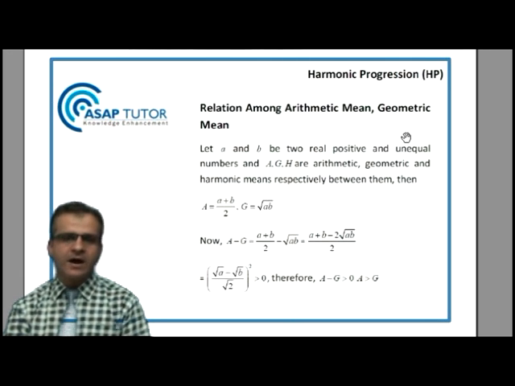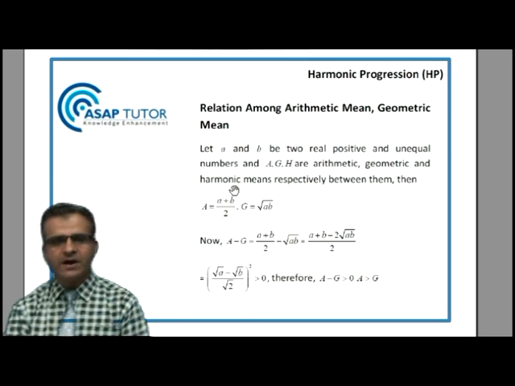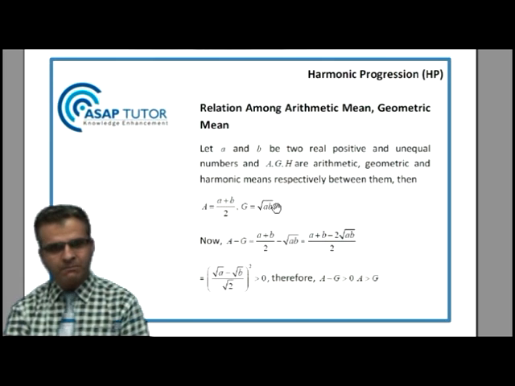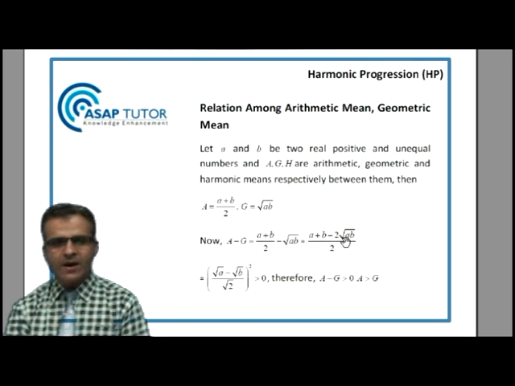Now the relation between the arithmetic mean and the geometric mean. We know that A is equal to (a plus b) by 2, and G is equal to square root of ab. If we subtract, we get A minus G is equal to (a plus b) by 2 minus the square root of ab. Taking 2 as a common denominator, we get (a plus b minus 2 square root of ab) by 2. And this a plus b minus 2 square root of ab, we can write as (square root of a minus square root of b) whole square, and the 2 we can write as square root of 2 whole square.